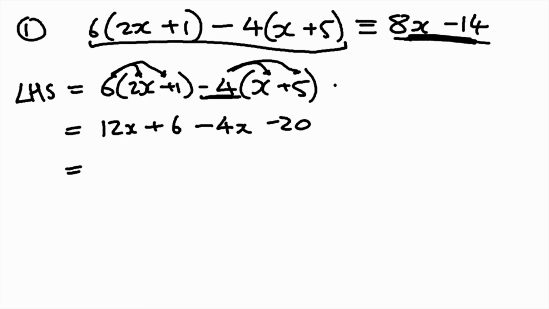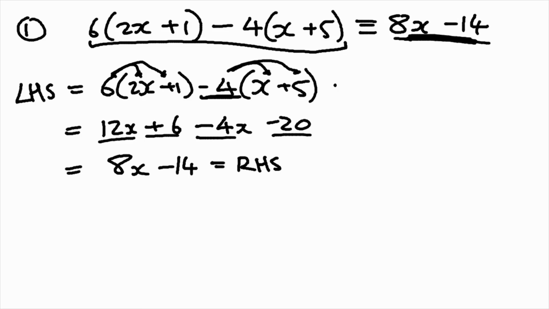Now we're going to simplify it. Collect the like terms. So we've got a 12x and a minus 4x, so that'd be 8x. Plus 6 and a minus 20, so that is minus 14. This is equal to the right-hand side. So we have shown that these two things are always equal.